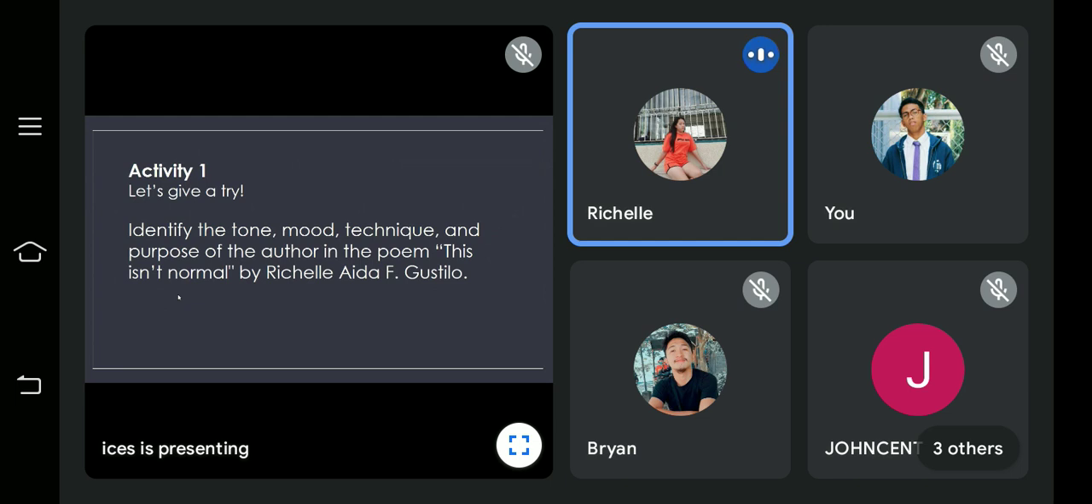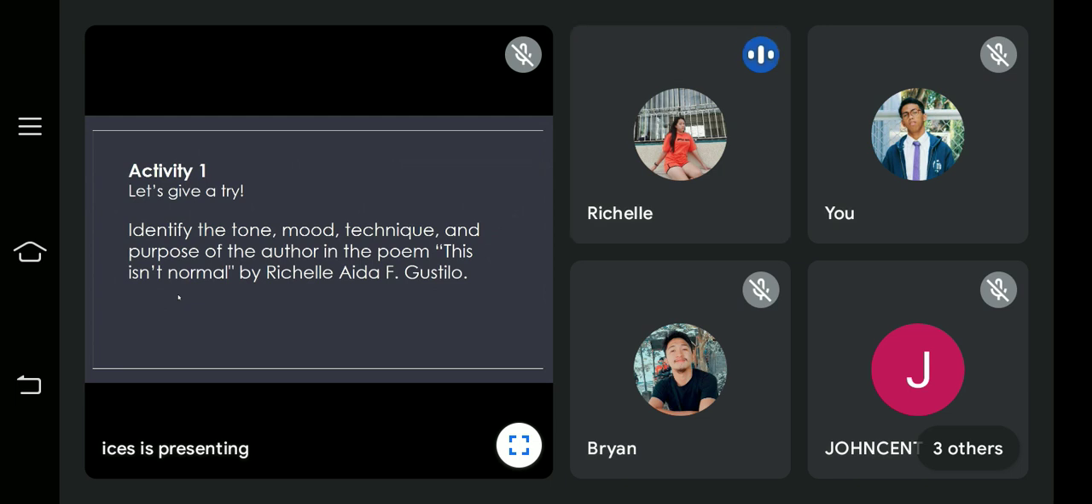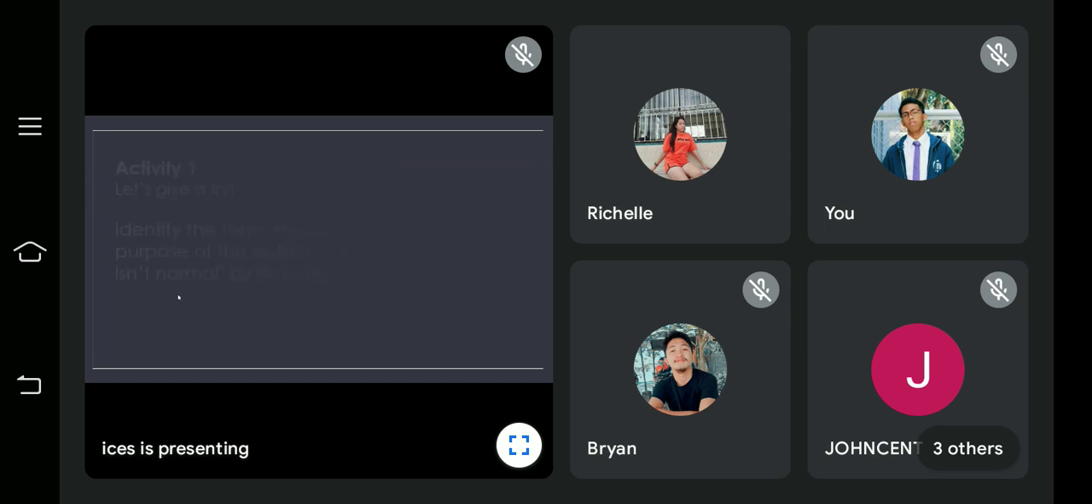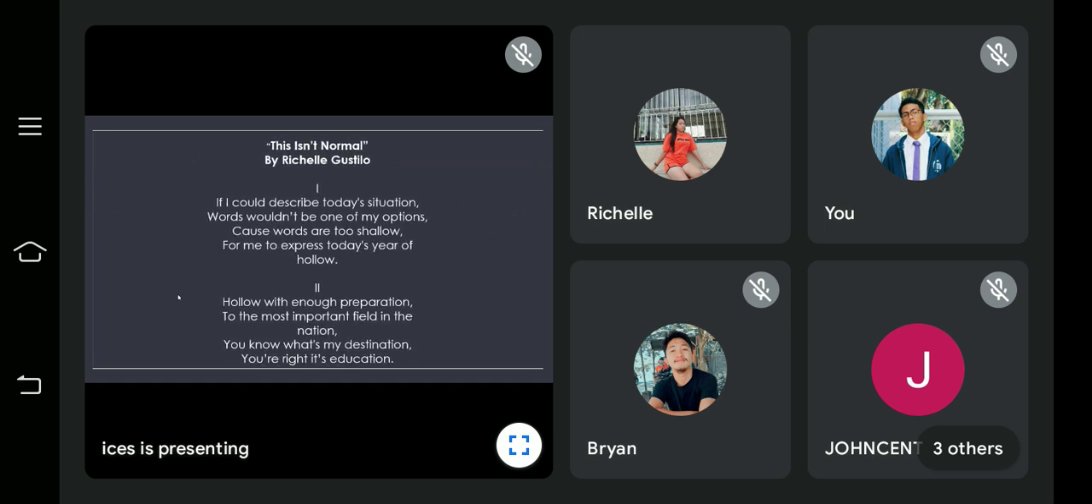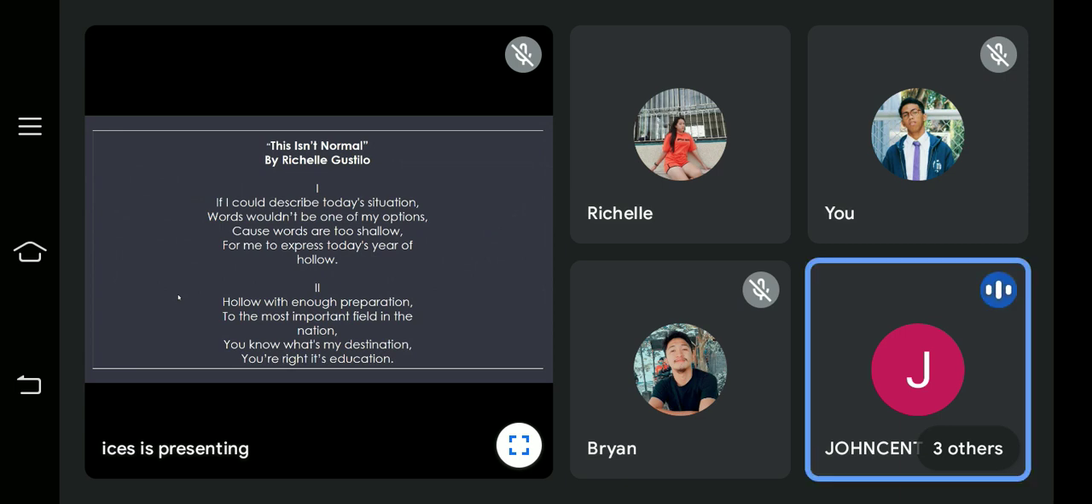So in our first activity, you will be identifying the author's tone, mood, technique, and purpose. So here is the poem. Next slide, please. Thank you so much. May I hear it from Mr. Datailo? Kindly read the whole poem. Okay, ma'am, thank you. "This Isn't Normal" by Rachel Gustilo.